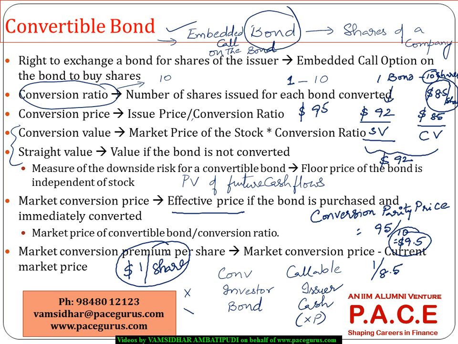So the market conversion premium, otherwise I call it the ratio. The market conversion premium ratio is nothing but whatever is the premium, which is $1 per share here, out of the current share price, which is $8.5 per share. Whatever is the percentage, that is the premium over the current share price at which the convertible bond is currently trading.